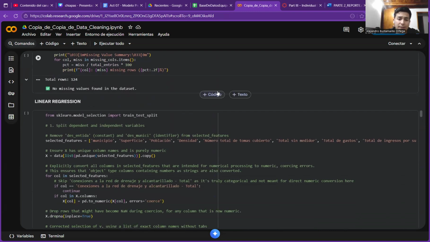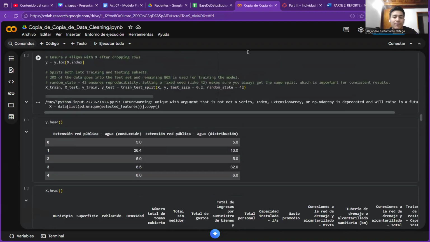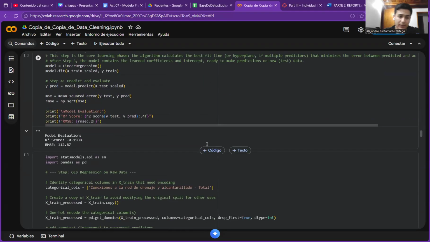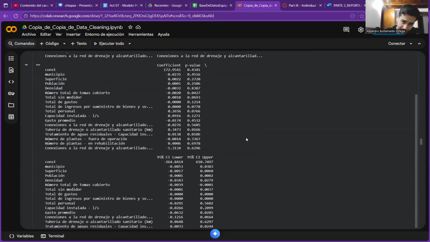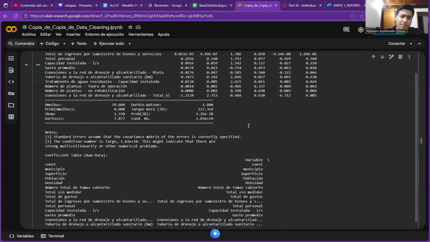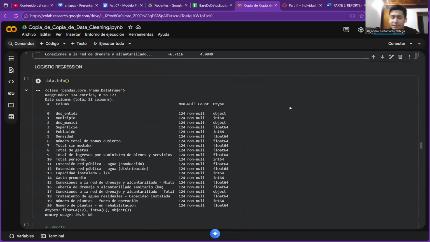After that, I did the linear regression, but it was not the objective of the project. Also, the linear regression model that I adopted was not the best. Our values were not significant at all. We have like two significant values, and the model is not good. The logistic regression was the part that I did. That was the objective of the course.